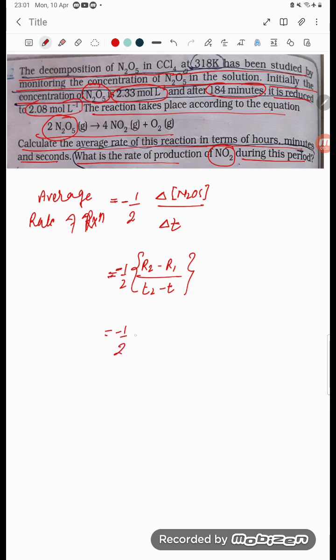So 1 by 2 into R2, the final concentration, how much? 2.08 minus initial concentration 2.33, divided by time. See the time: initially the concentration is this much, after 184, so final is 184 and initial is 0. So this is the term. Now what will you be able to do from the above calculations? Let me take the calculator and find out the values of each thing.